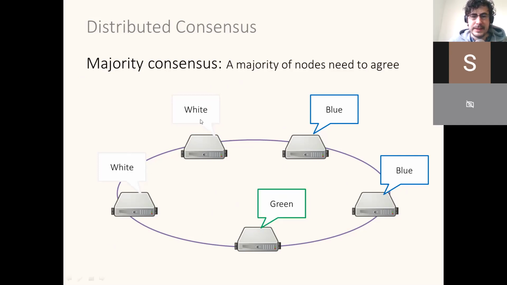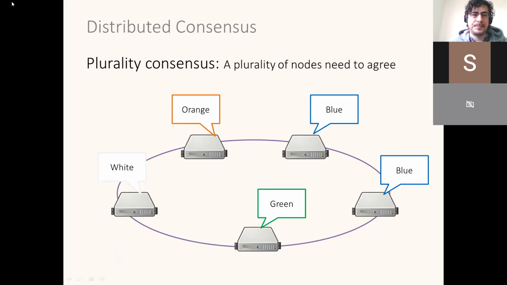If we have a split like this, 2, 2, and 1, then we say that there's no consensus. No value can be chosen. We need to rerun the process. We need to reject the request, whatever needs to happen then, but the distributed system cannot agree on a value right now.